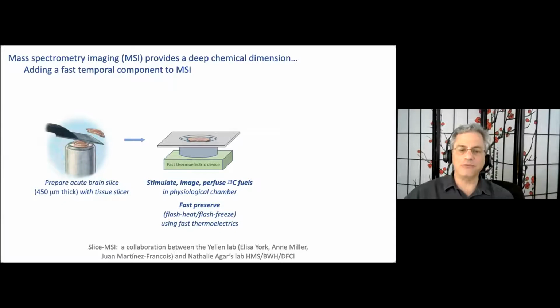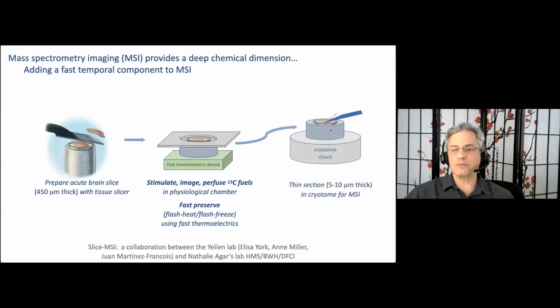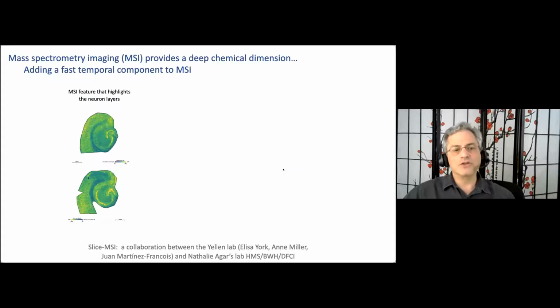do with a flash heat, flash freeze using fast thermoelectric changes in the temperature. And then we can thin section and put these in the cryotome for mass spec imaging. So here are some results.